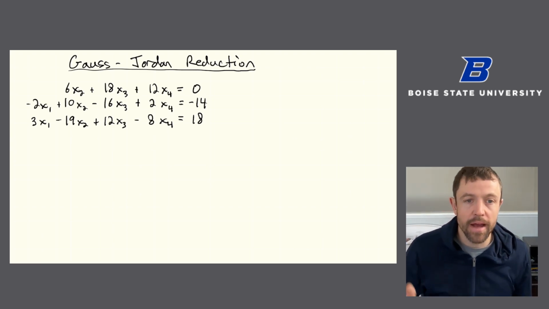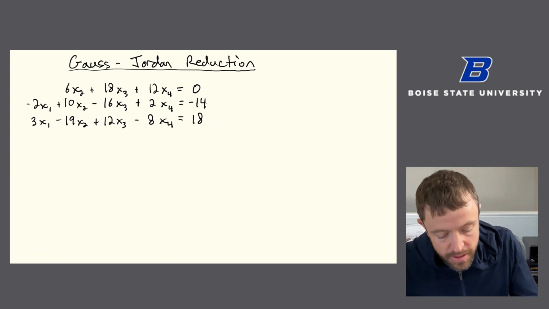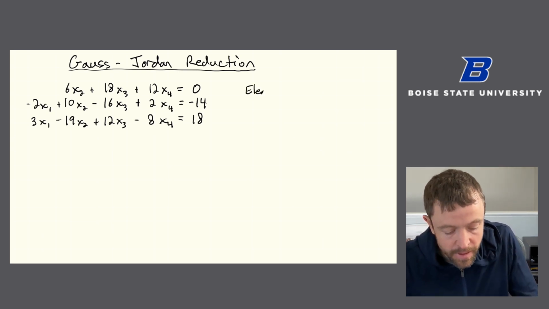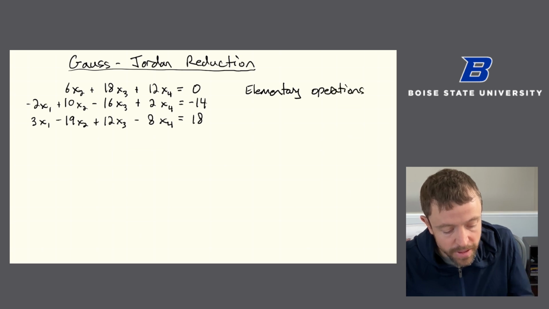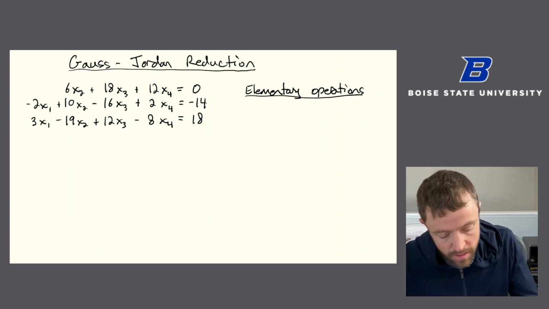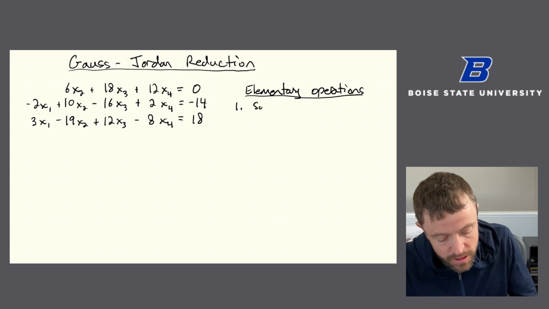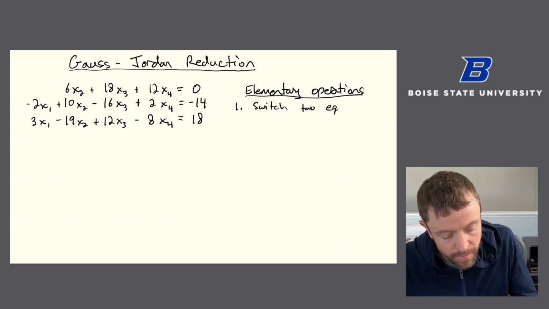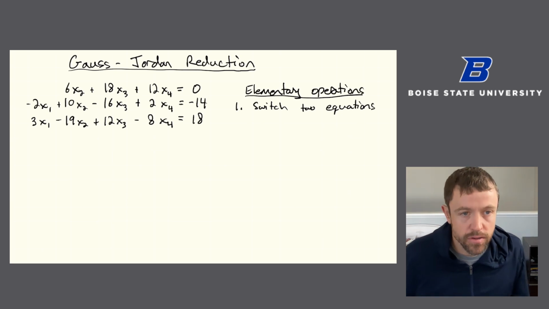So remember, when we have a system of equations like this, we have elementary operations. These are things that we can do to the system that won't change the solution set. So what are our elementary operations that we can do to solve this system? Well, we can always switch two equations. If we switch where two equations are, that definitely doesn't change the solution set.